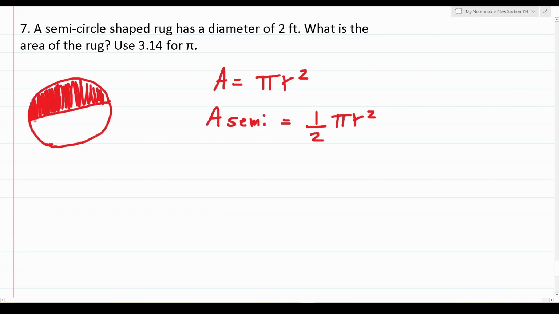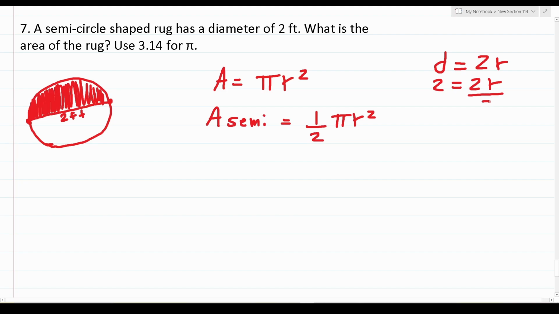What's more, we know that the diameter of our rug is 2 feet in this case. So from here to here is 2 feet. Well, as you can see, we need to know what the radius of our rug is in order to find its area. So we're going to fall back to this relationship. The diameter of a circle is always twice its radius. We know that the diameter of our semicircle is 2 feet. So that's 2 equals 2r.